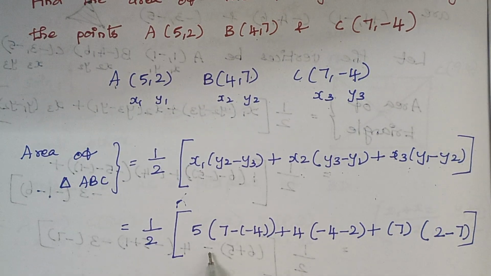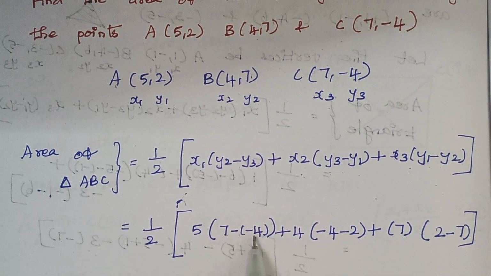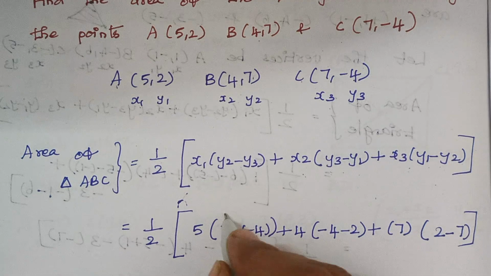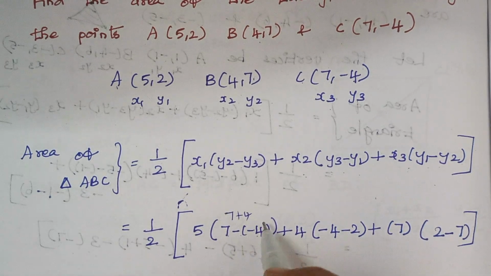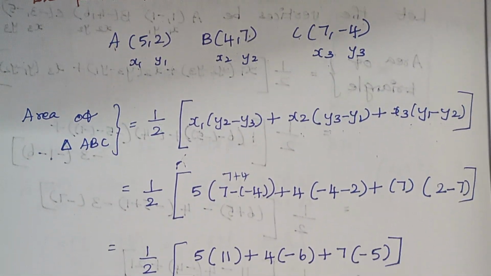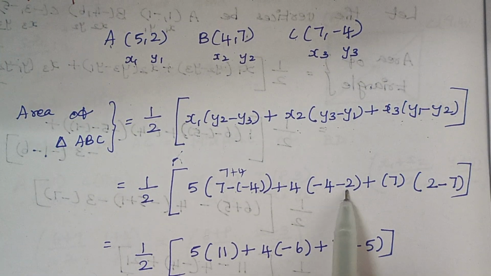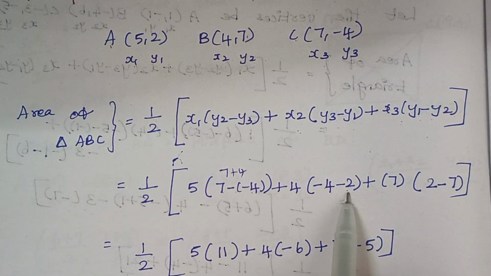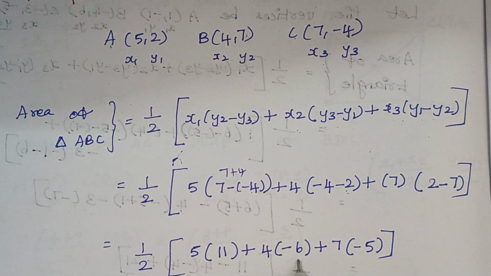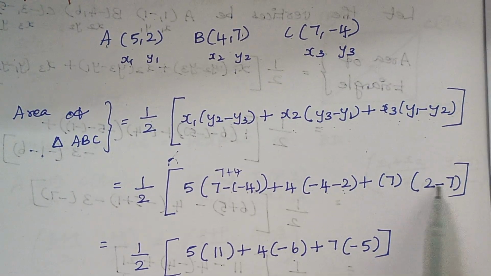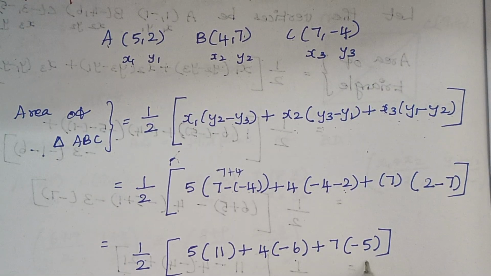Right. So what is 7 minus of minus 4? This becomes 7 plus 4. What is 7 plus 4? It is 11. Right. So this is what I had written. Next is minus 4 minus 2. So minus 4 minus 2 gives you minus 6. Right. And here 2 minus 7 gives minus 5.